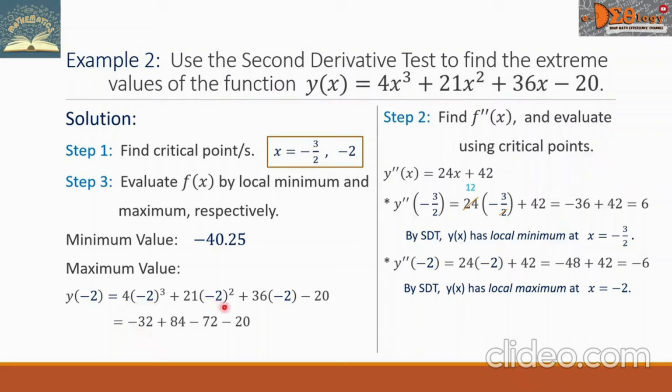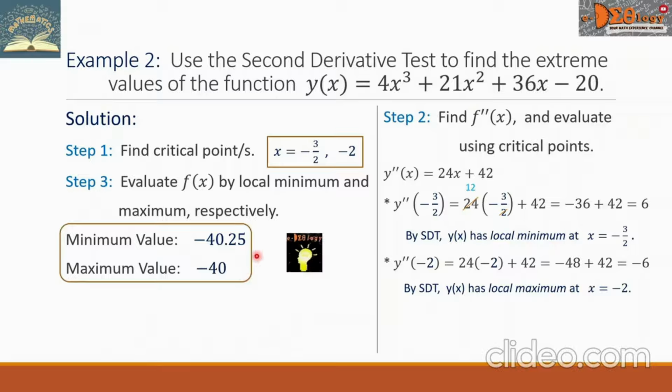The square of negative 2 is positive 4 times 21 is plus 84. 36 times negative 2 is negative 72. Then we copy the negative 20. When we simplify, final answer is negative 40. We copy this value in here. These are the final answers.